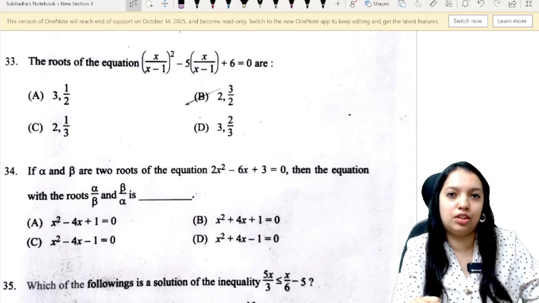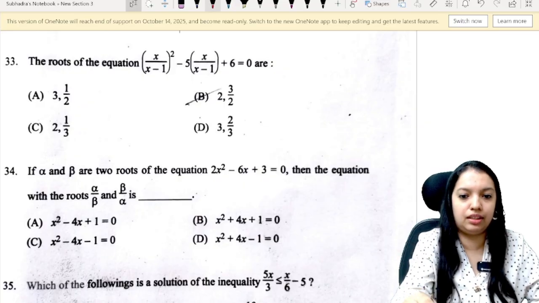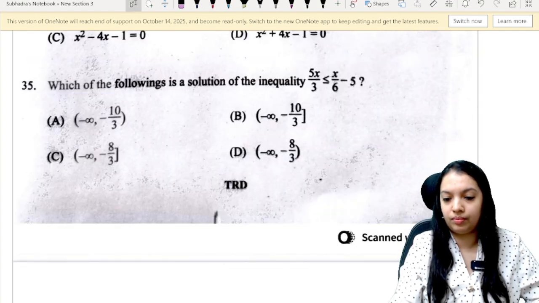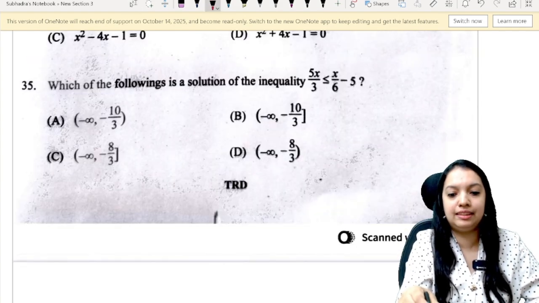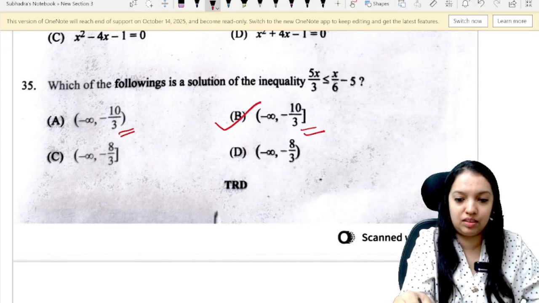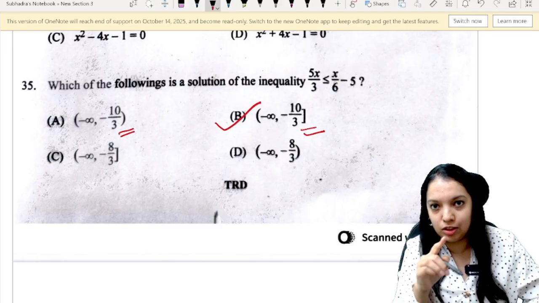Next question is roots of quadratic equation, and the answer for this question comes down to be 2 and 3 by 2, minus infinity, minus 10 by 3. But please be careful with the brackets here. The correct option is option B, that inclusive wala bracket.